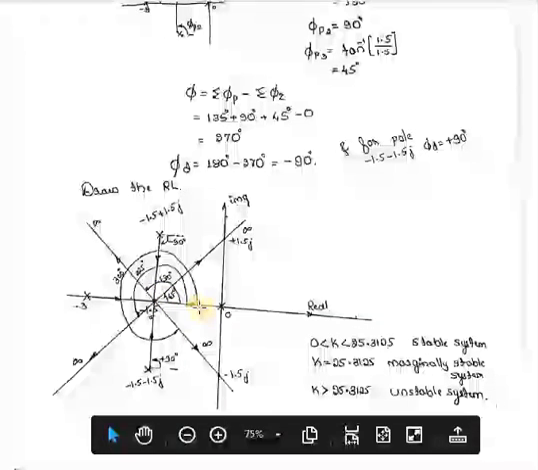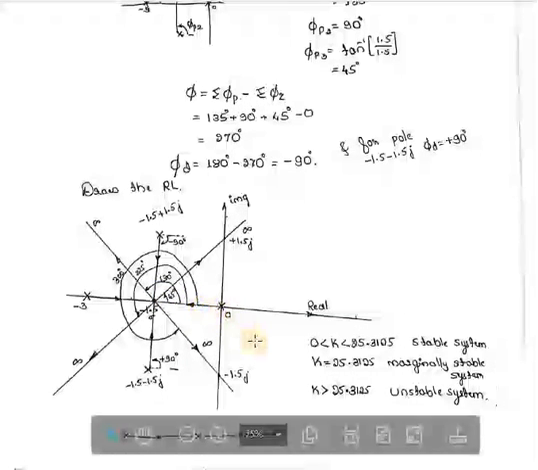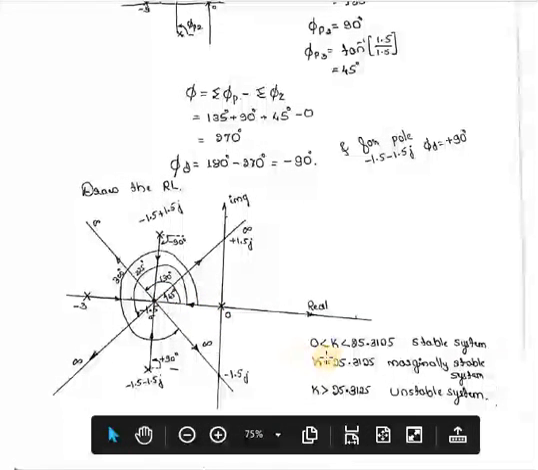After that you need to write the comments on stability. If the k value is greater than 0 and less than 25.3125, the system is stable. If k is exactly equal to 25.3125, the system is marginally stable. If k is greater than 25.3125, then the system is unstable.